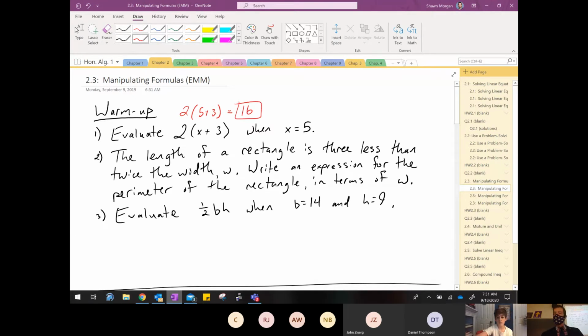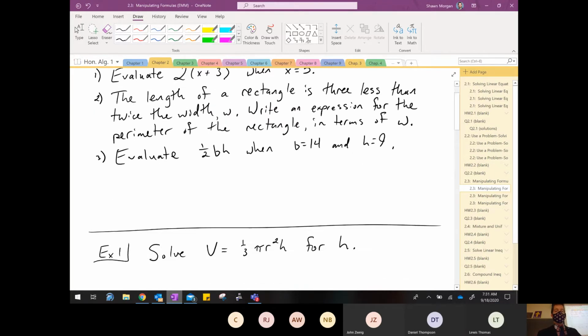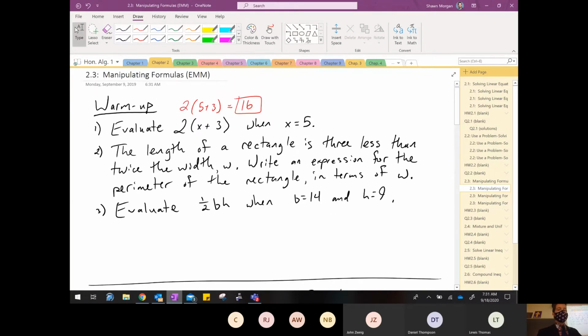The length of a rectangle is 3 less than twice the width, W. Now, guess what I'm going to do for this one? I'm going to draw a picture, okay? Anytime you have a word problem where there is a geometric figure, draw a picture out. No joke. It could be the easiest problem in the whole wide world, but I still want you to get in the habit of drawing a picture.